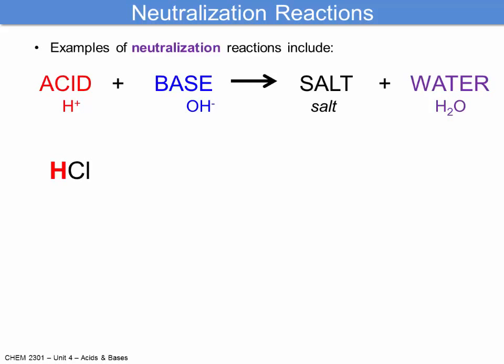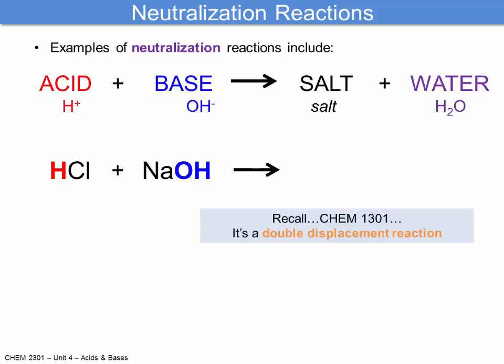Here's our reaction again, but let's look at a specific example. Here is hydrochloric acid. It's got the H highlighted in this sense because it is the acid. It's going to give off the hydrogen ion. And here's the base, sodium hydroxide. The OH in this case is highlighted because this is the base giving off the hydroxide ion. In the end, this really is a double replacement reaction. What we're going to see here is that the sodium and the chlorine react with each other to form sodium chloride, and the hydrogen ion and the hydroxide ion react to form the water.